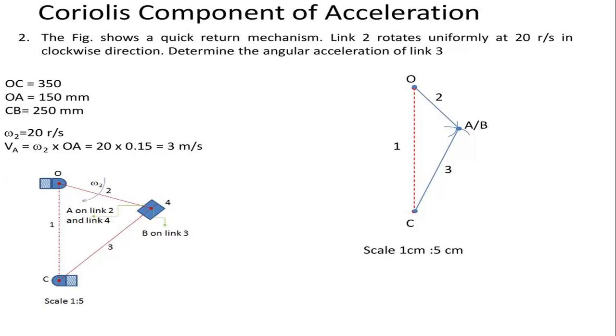So I have taken the same scaling for the space diagram, 1 centimeter is equal to 5 centimeters. Here the length of OC is 350 mm, so I am taking 7 centimeters only. The length of OC is 7 centimeters, the length of OA is 3 centimeters, and the length of CB is 5 centimeters. That is the scaling I have taken, 1 centimeter to 5 centimeters.